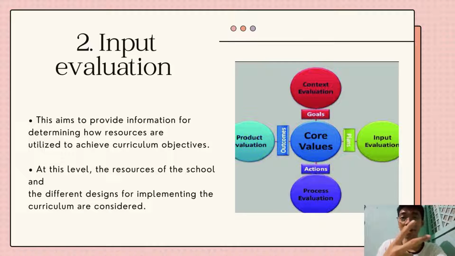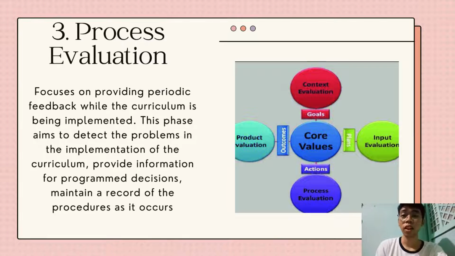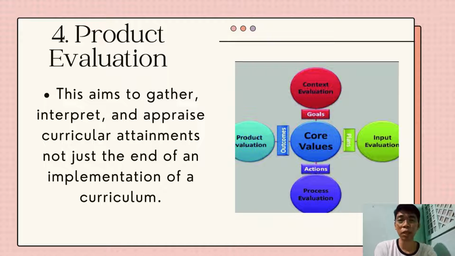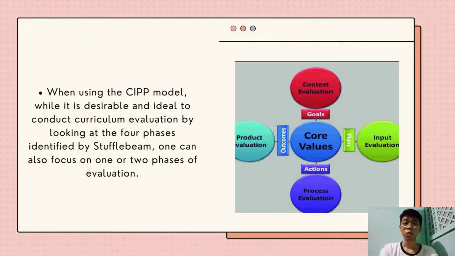The second phase of the CIPP model is input evaluation. This provides information on how resources are used for the achievement of the curriculum and its implementations. The third phase of the CIPP model is process evaluation. It gives feedback, information, records, and detection of problems on the implemented curriculum. The fourth phase of the CIPP model is product evaluation. This aims to gather, interpret, and appraise curricular attainments not just at the end of the curriculum but throughout the entire implementation of curriculum. For you to know, appraise means the estimation of values. So, all phases are considerable for curriculum evaluation, but you can just focus on one to two of them.